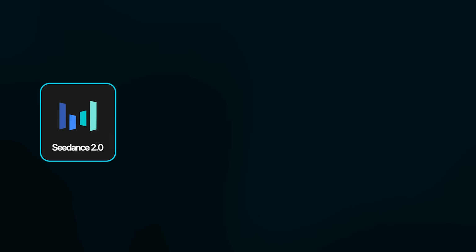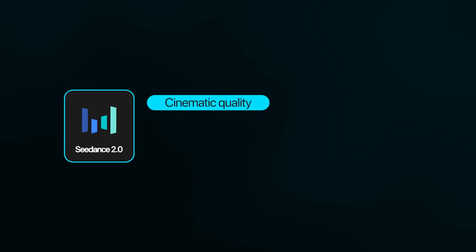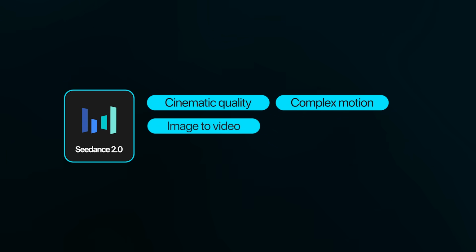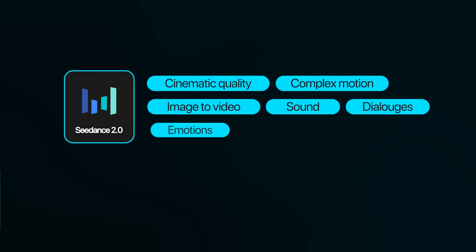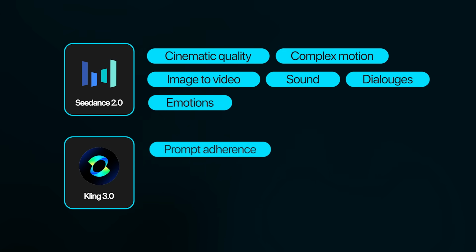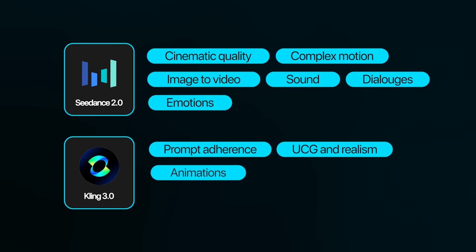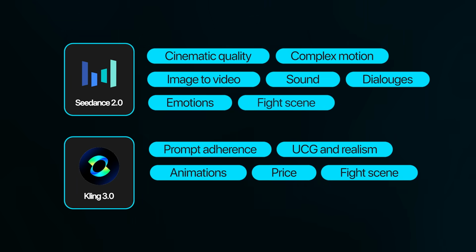Seedance 2.0 took cinematic quality, complex motion, image to video, sound, dialogue, and emotion. Kling 3.0 took prompt adherence, UGC and realism, animation, as well as price. The fight scene was a tie. Yet still, the numbers don't tell the whole story.